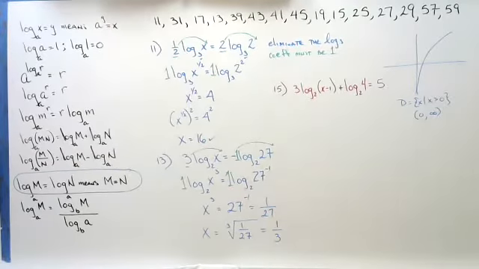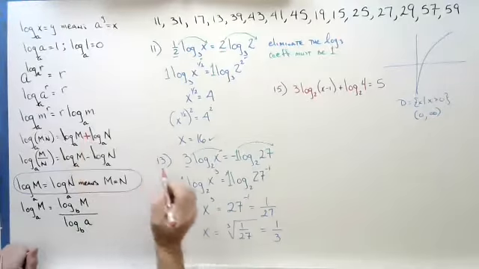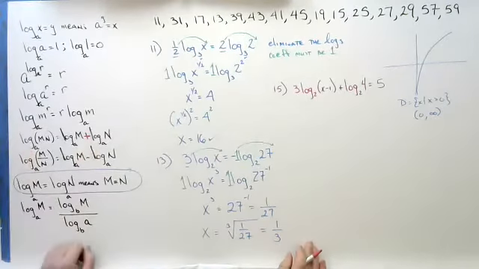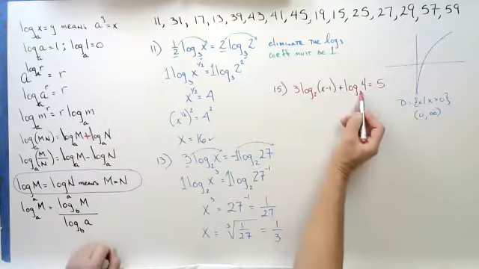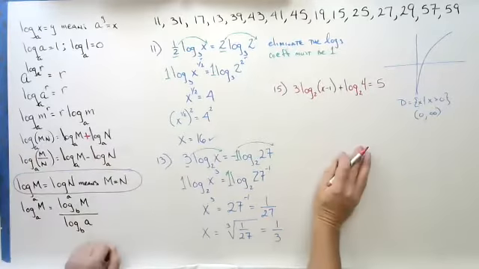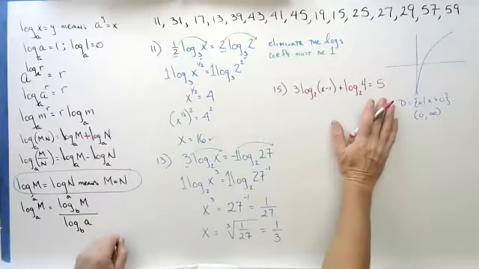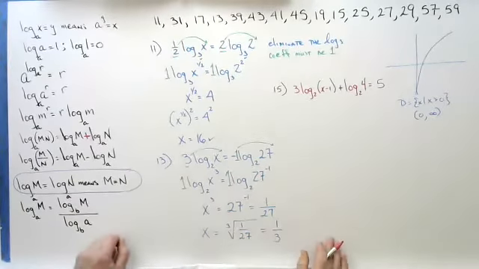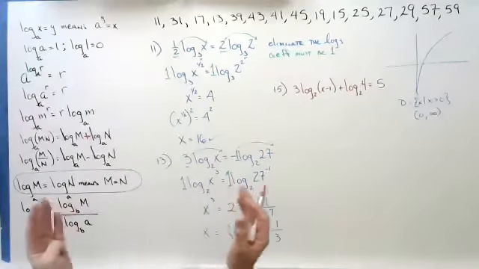Now we have a log property right here, right? This one right here. It says if you have a log plus a log, you can make it one log. If you have a log plus another log, like we do right here, you can turn that into one log. And that's going to be our strategy. If you don't have a log on this side, you want to reduce it to one log, just one. So you want to put them together.